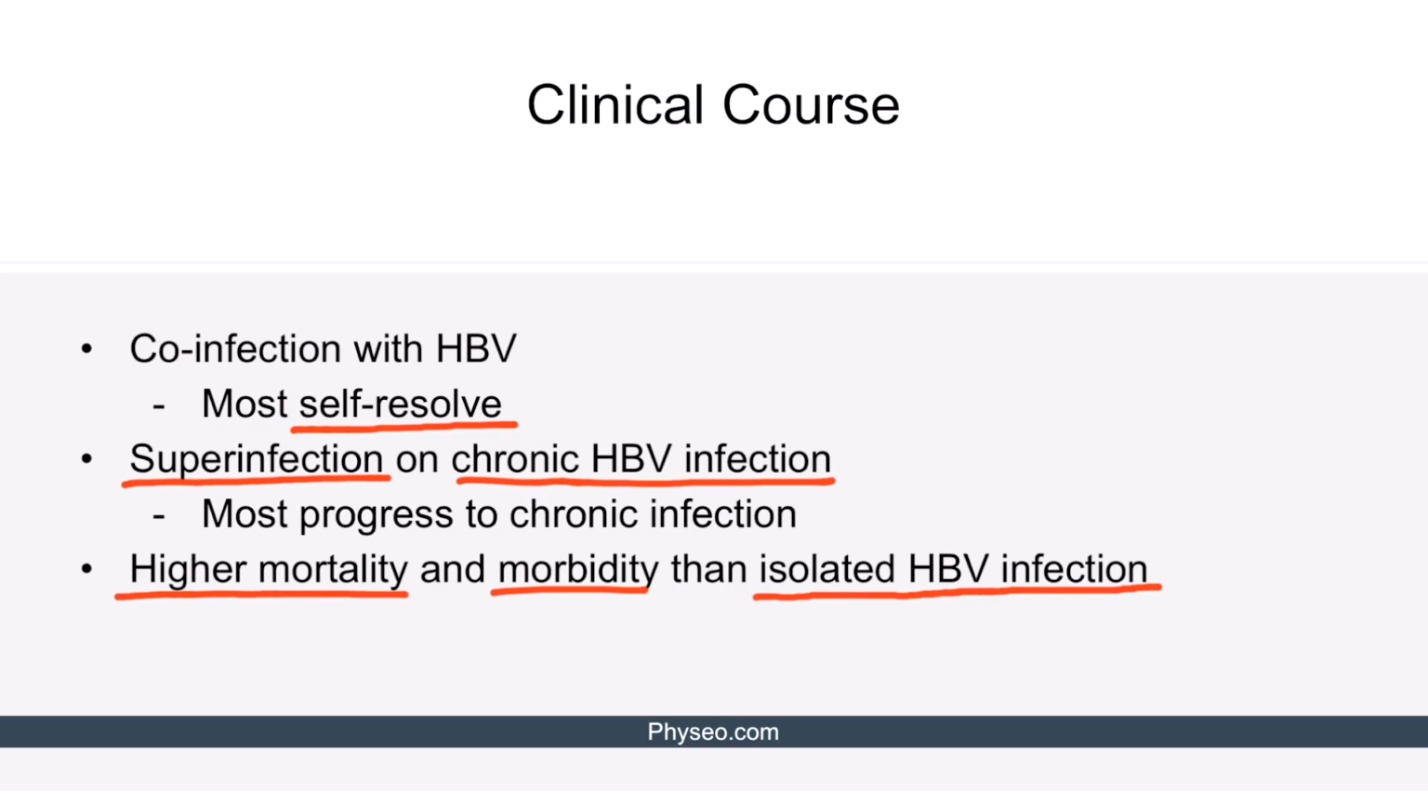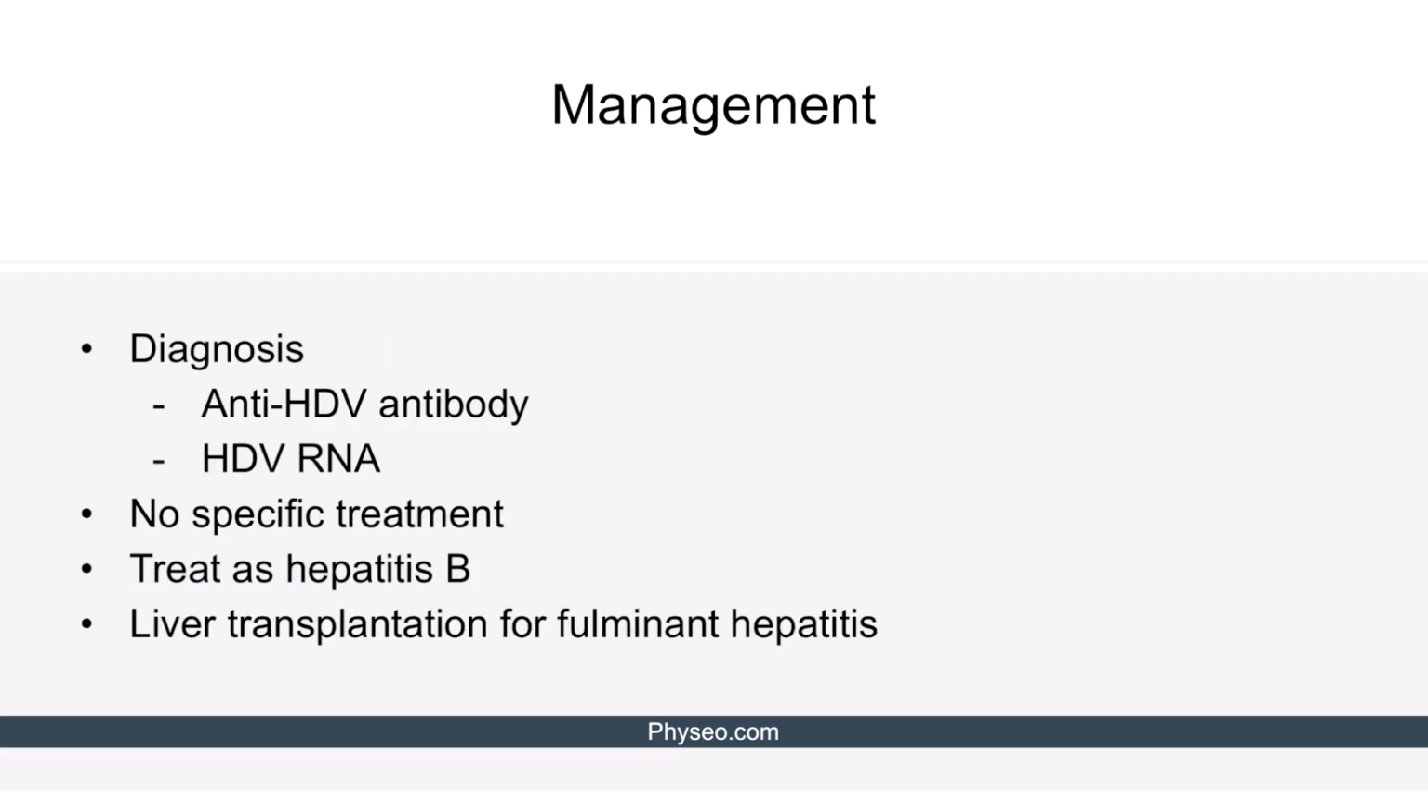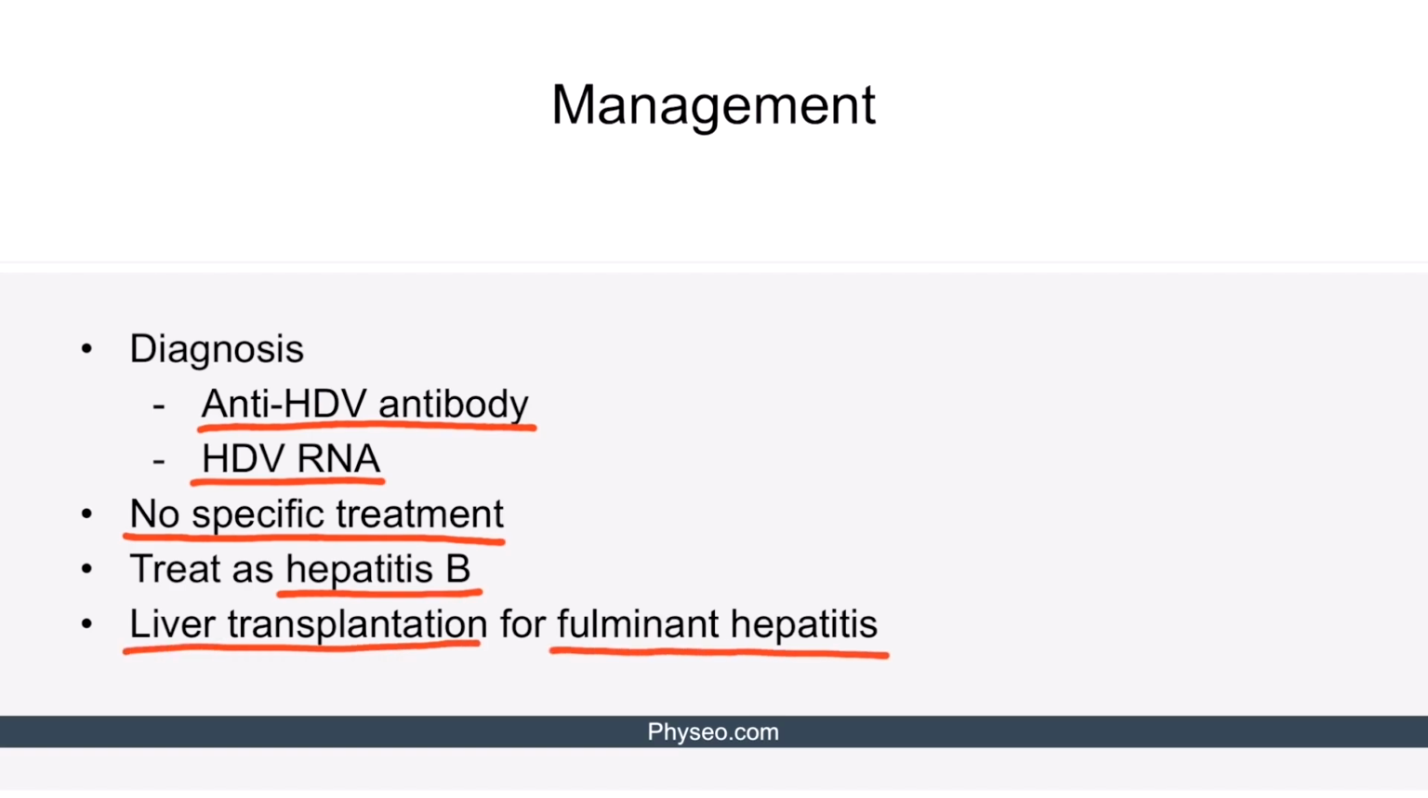In fact, a patient with chronic stable Hep B can go into sudden hepatic decompensation when superinfected with Hep D. The diagnosis is made by detecting anti-HDV antibody and/or HDV RNA. There is no specific treatment for Hep D, so it's just treated as if the patient had hepatitis B. Liver transplantation is done if fulminant hepatitis occurs.